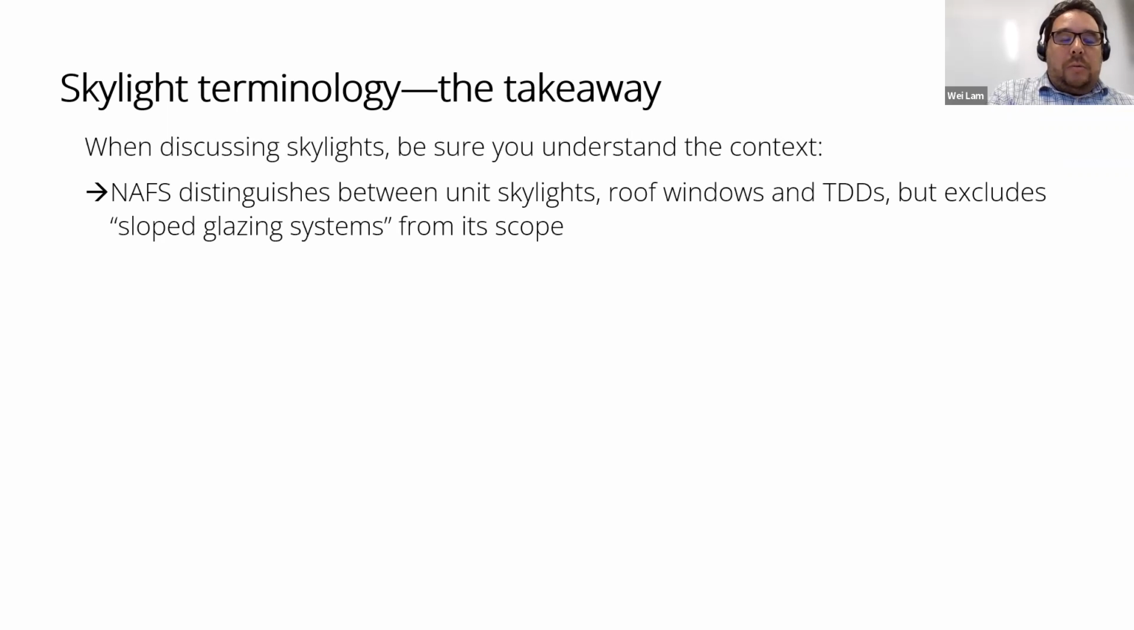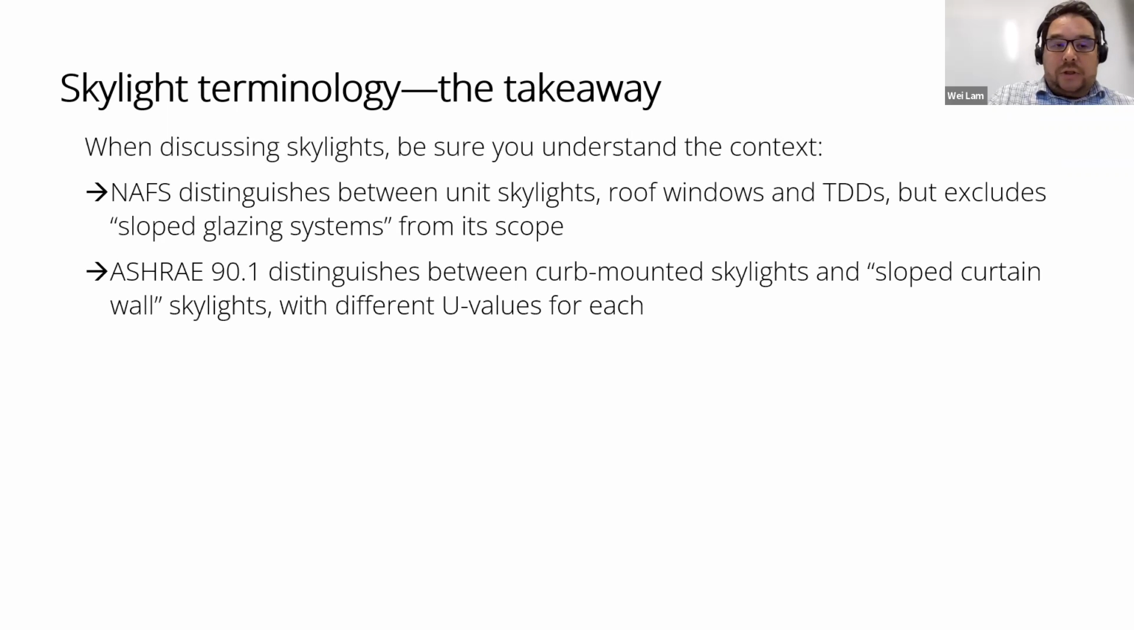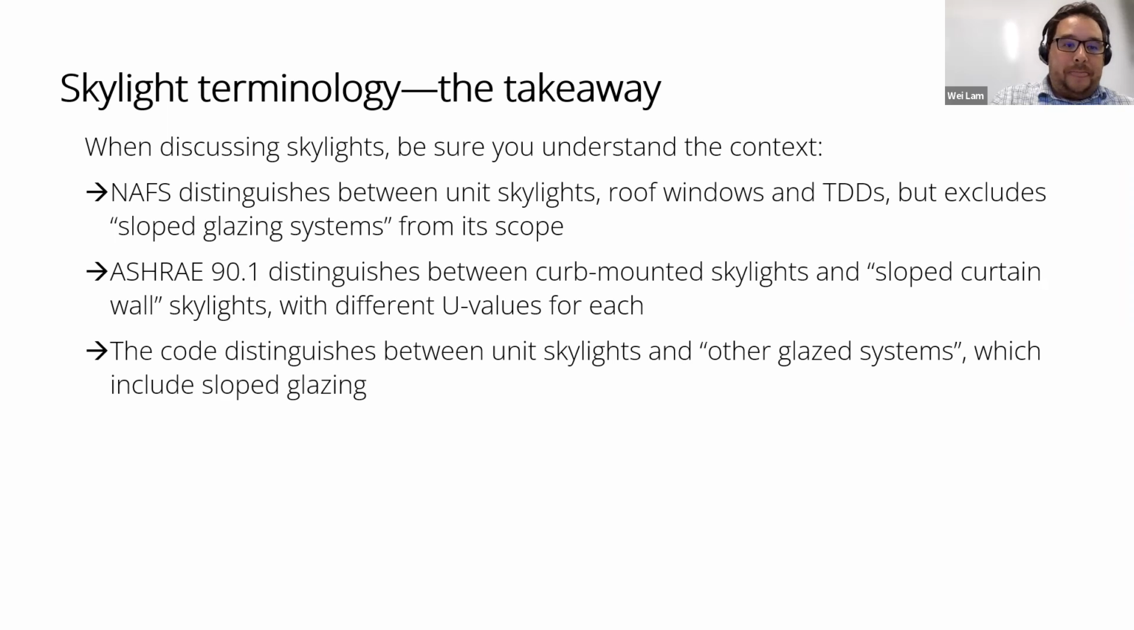So when we're thinking about skylights in design, to sum up the discussion up to this point, NAFS distinguishes between unit skylights, roof windows, and tubular devices, but excludes slope glazing from its scope. 90.1 distinguishes between curb-mounted skylights and sloped curtain wall skylights with different U-values for each. I haven't covered that today, but certainly if you dig into 90.1, you'll find that there are prescriptive requirements for skylights with respect to their size and construction. The code distinguishes between unit skylights and other glazed systems, which includes slope glazing.